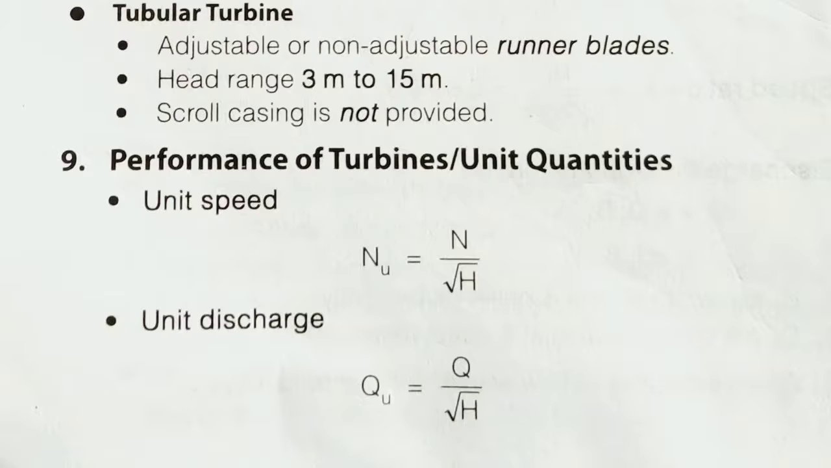Next is performance of turbines, or unit quantities. Unit speed Nu, very important: Nu is equal to N by root H. Unit discharge Qu equal to Q by root H. Unit power Pu equal to P by H raised to 3 by 2.